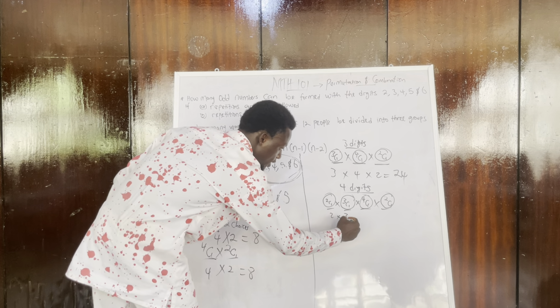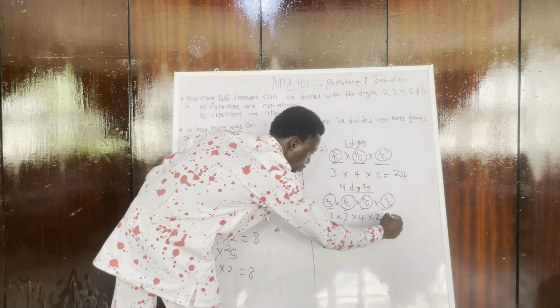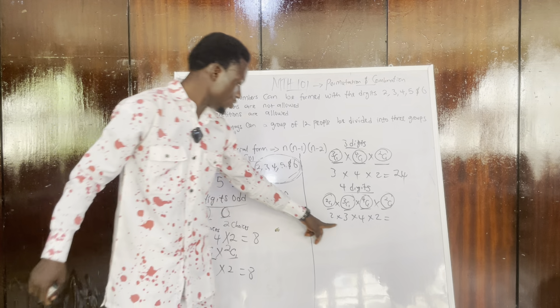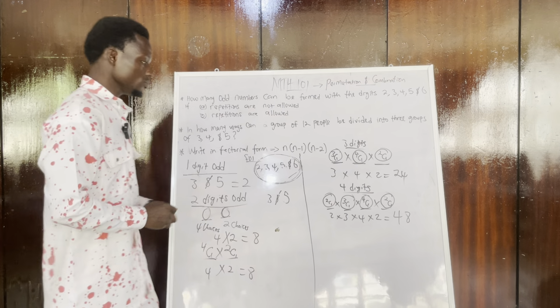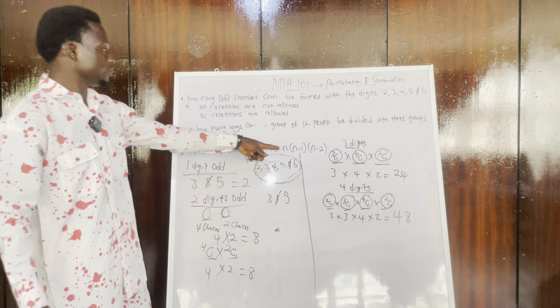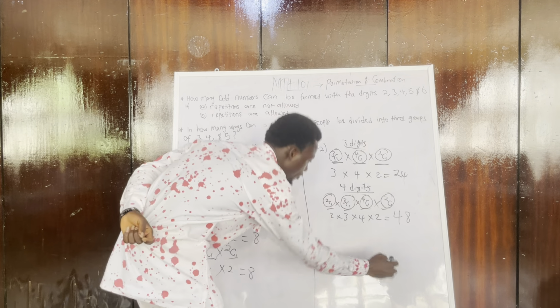This is 2 times 3 times 4 times 2. 6 times 4, 24 times 2. This gives you 48. So this is for 4-digit odd. Now for 5-digit odd.